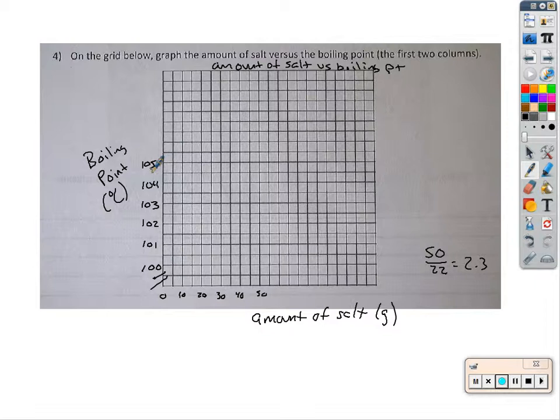We can start plotting points and putting in our line. At 0, we were at 100.5. There. At 10, we were at 101.1. So maybe there somewhere. At 20, we're at 101.9. Almost all the way to 102. At 30, we were at 102.5. There. And at 40, we were at 103.2. There, a little bit less than halfway. And at 50, we're at 104. So we're right in there.